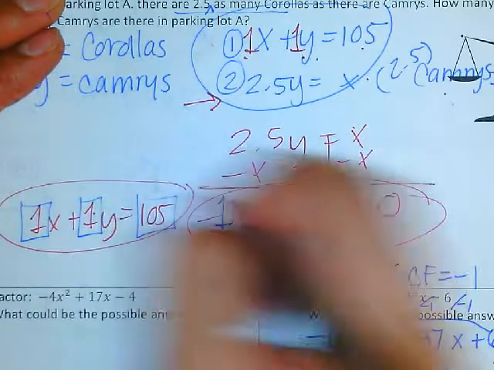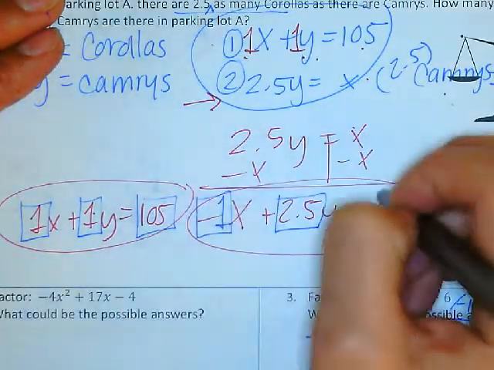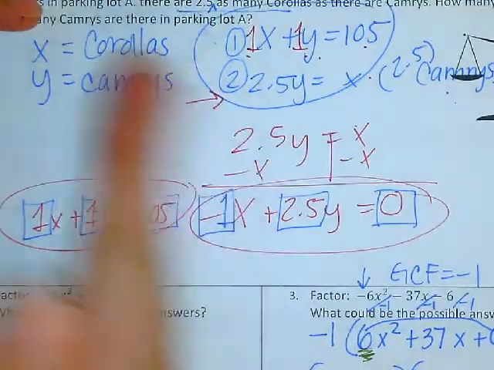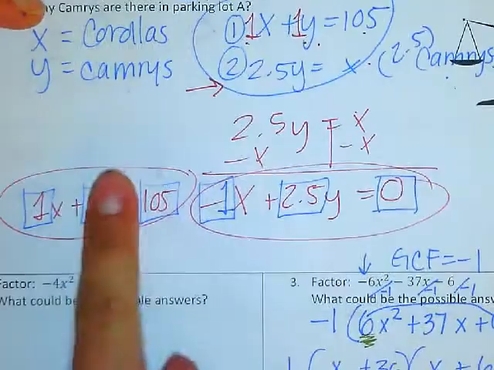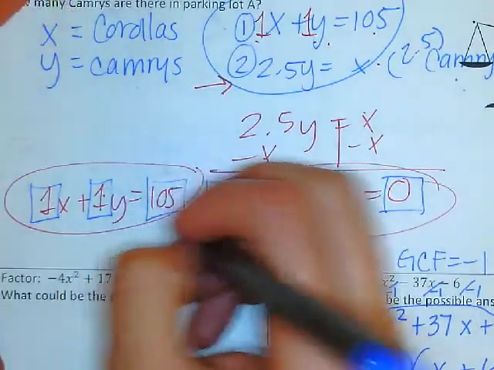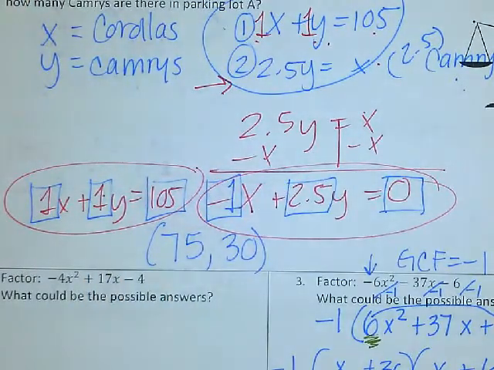Once you put them in the calculator, you're going to go to menu, analyze graph, and intersection. And then put your two parameters with a little finger before and after, and it'll give you the answer. The answer should be 75 Corollas and 30 Camrys. Okay, if you did it by substitution by hand, you should get these two answers as well.